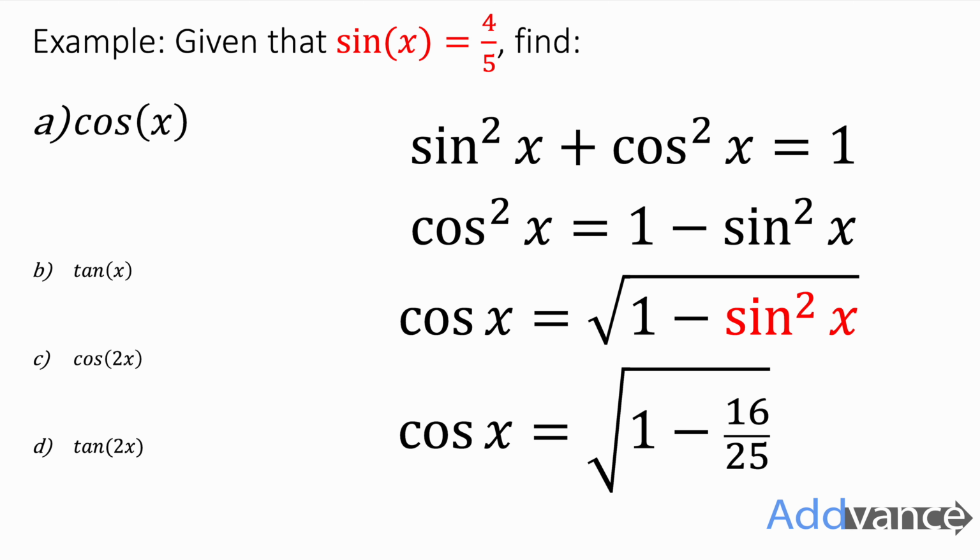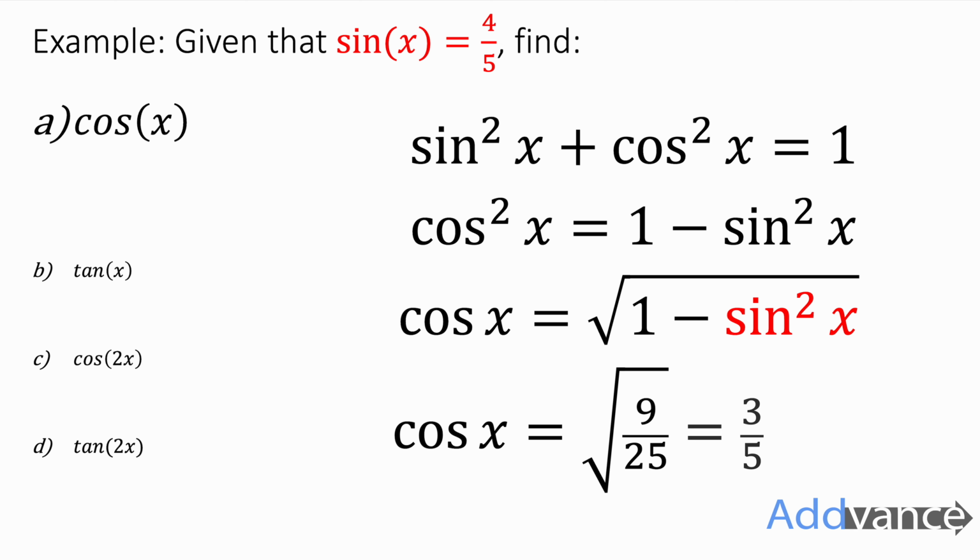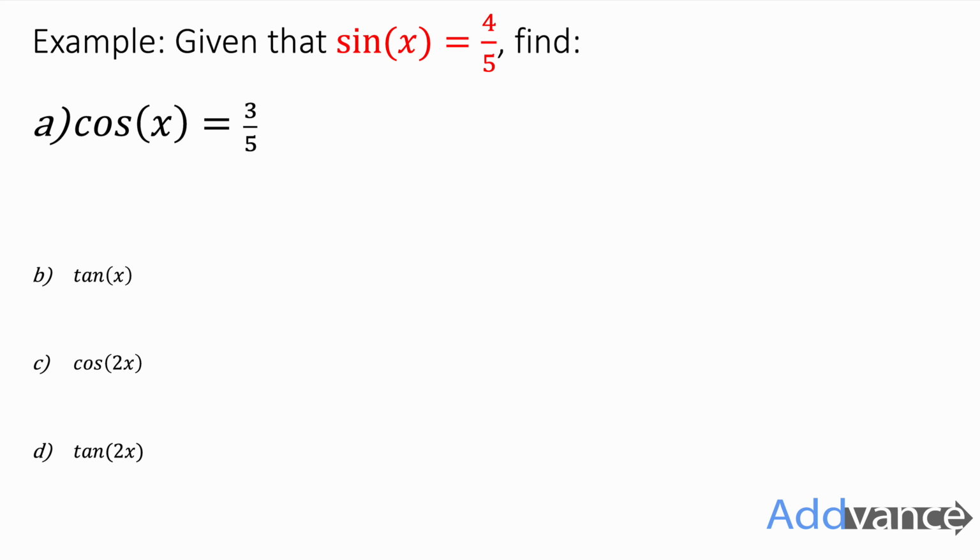4/5 squared is 16/25, and 1 is the same as 25/25. 25/25 is the same as 1, so I'm just writing it with a common denominator here. We subtract the top, 25 minus 16 is 9/25, and we square root everything. We get 3/5. Square root of 9 is 3, square root of 25 is 5. Cos of x is 3/5, and we are finished.